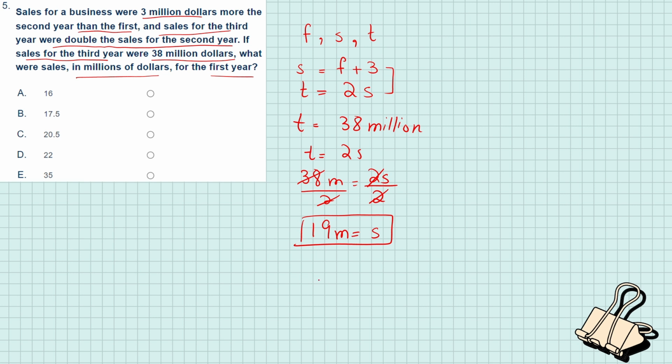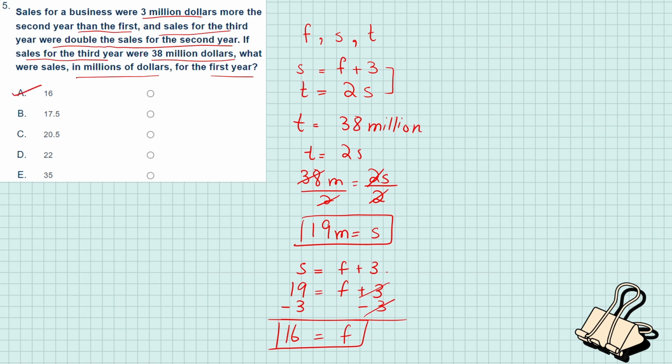Okay, so we need to find F. For F, we can use this equation S equals F plus 3. S is 19, so I can write 19 here. We can subtract 3 on both sides. So 19 minus 3 will be 16. So F will be equal to 16, right? This 3 will be cancelled by this 3.